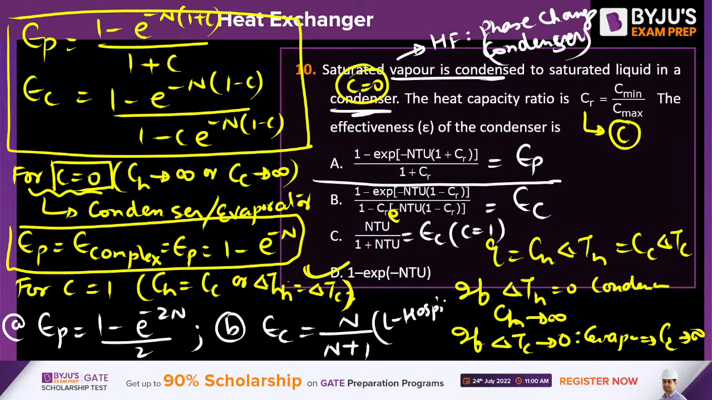This is the summary of a heat exchanger. These are all the formulas you must memorize. L'Hospital's rule. Is this clear? Option D will be the right answer. For this, it will be option D.